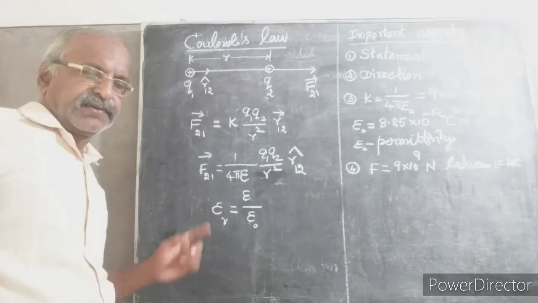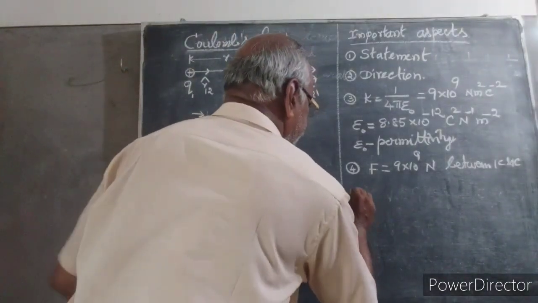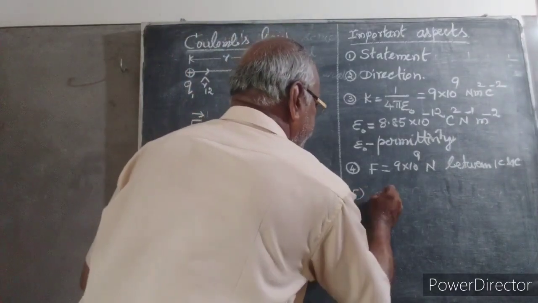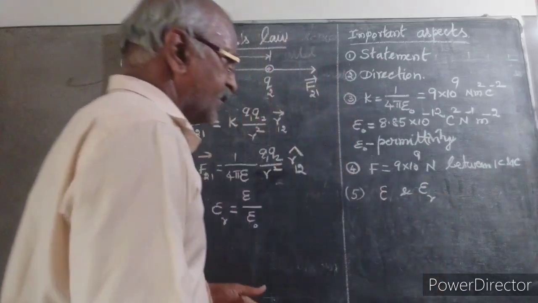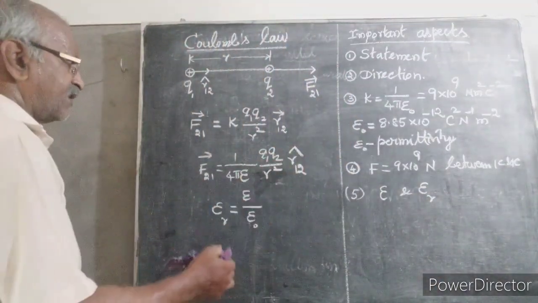So this is the fifth one, epsilon and epsilon r. Force decreases by a factor epsilon r.